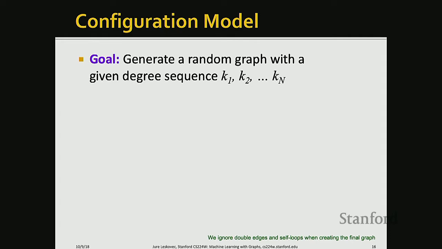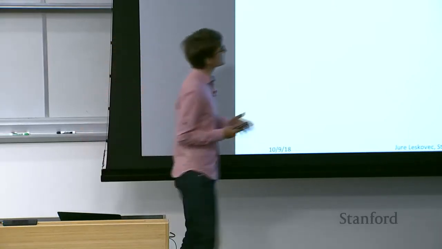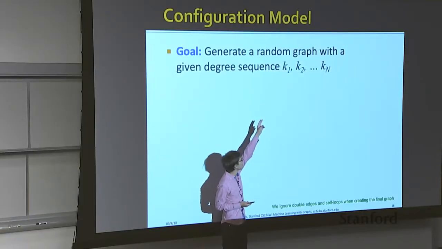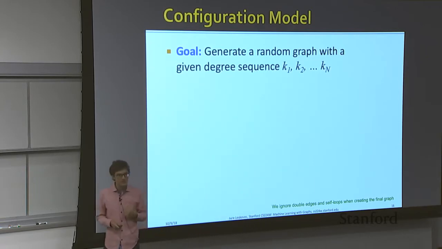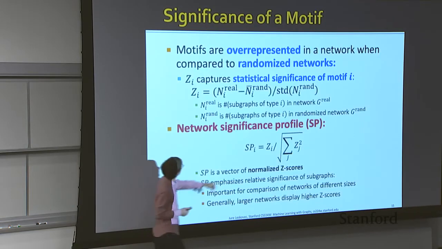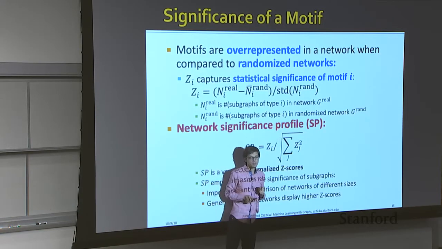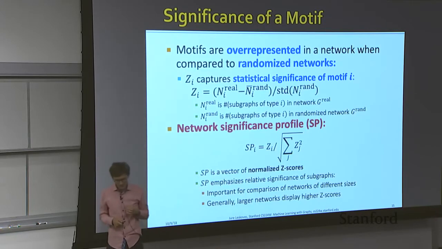So our goal now is to generate a random graph that captures more properties of the real graph. The properties we want to capture are the number of nodes, the total number of edges, and also the degree distribution, or the degree sequence, of the nodes in the real graph. So our goal is to generate a random graph with a given degree sequence, right? Node 1 will have degree k1, node 2 will have degree k2, and so on. Let's say that this degree sequence comes to us from somewhere. Essentially, we can take this degree sequence from G real.